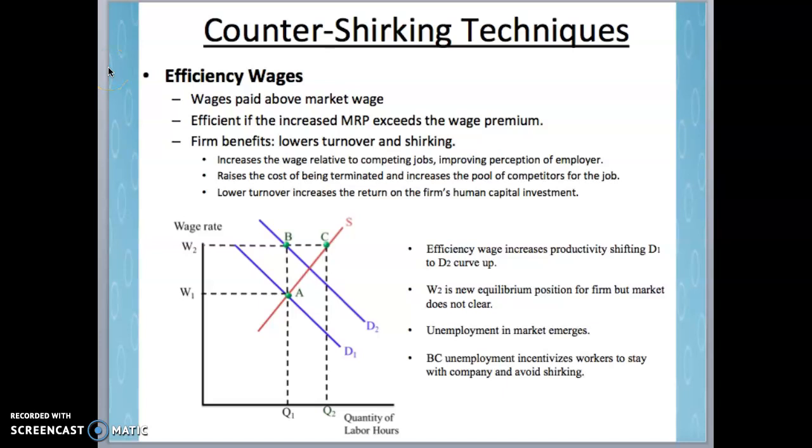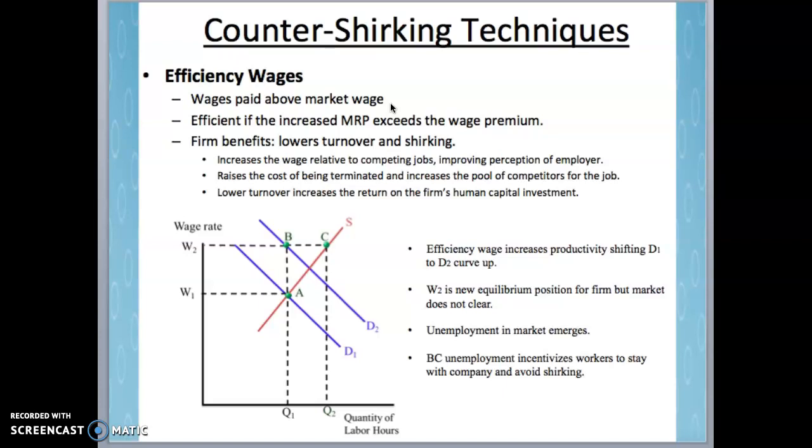Okay, in this video, I'm going to wrap up Chapter 7, and we left off with efficiency wages in the last video. These are wages that are paid above a market wage. You don't see this too often in the US. You do see it more frequently in some other countries like in Europe, but there are certain companies that pride themselves on paying an efficiency wage. For example, Costco pays an above market wage. In-N-Out, Chick-fil-A, they pay an above market wage.